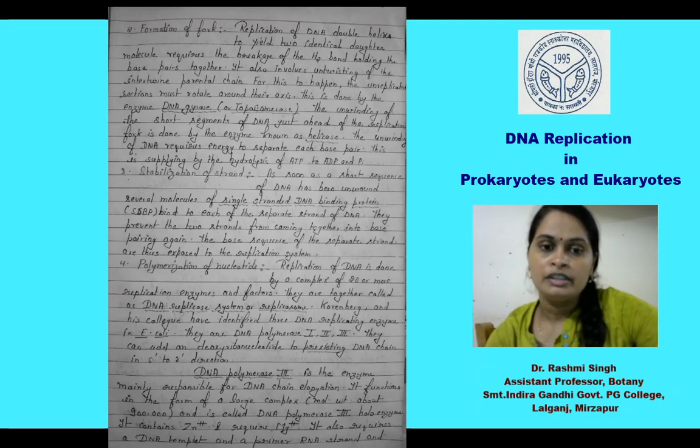The most important role in this process is played by DNA polymerase III. This is the enzyme mainly responsible for DNA chain elongation. It functions in the form of a large complex and is called the DNA polymerase III holoenzyme. It contains zinc ions, and for its activity it requires magnesium ions. It also requires a DNA template and an RNA primer strand for its activity.